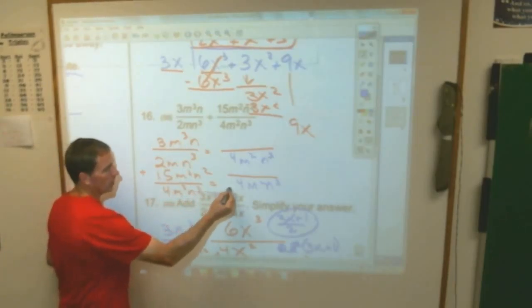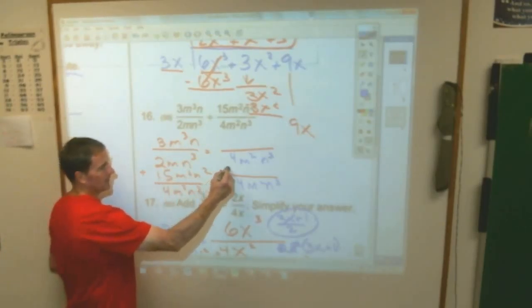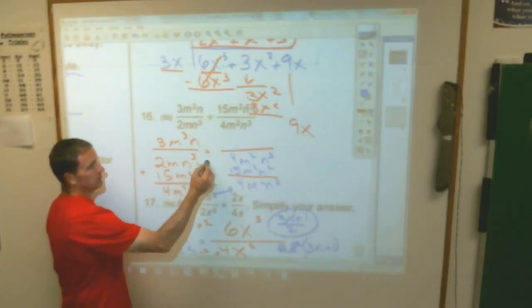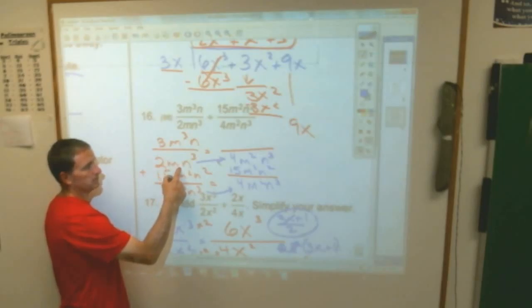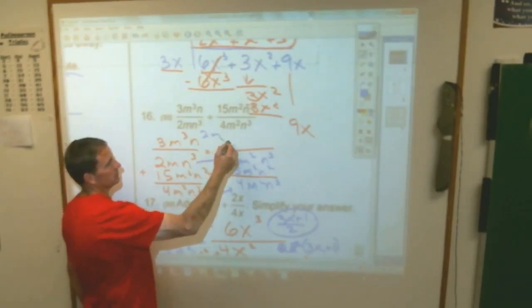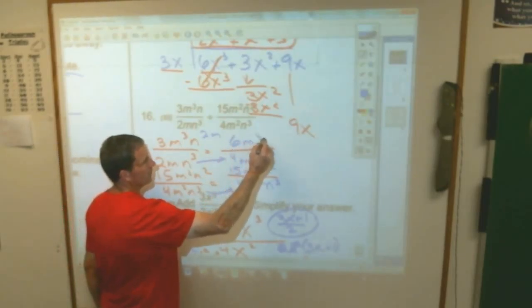This one here already is the same, so you don't change the top. You get 15m squared n squared. What times this gives you this? What are you missing? 2m. So you have to multiply the top by 2m. So you get 6m to the 4th n.